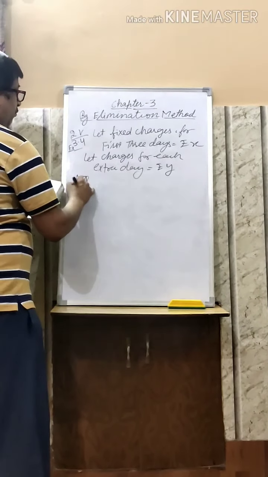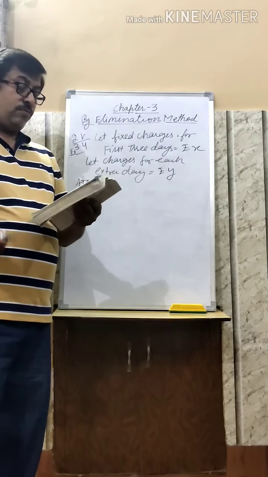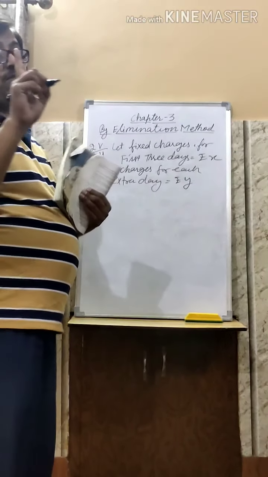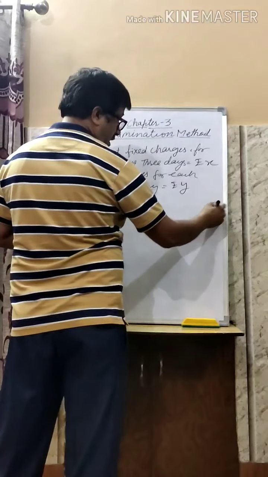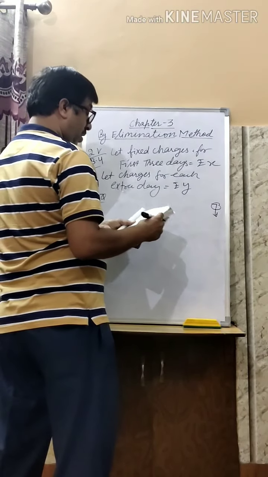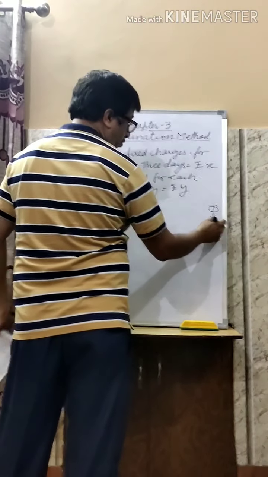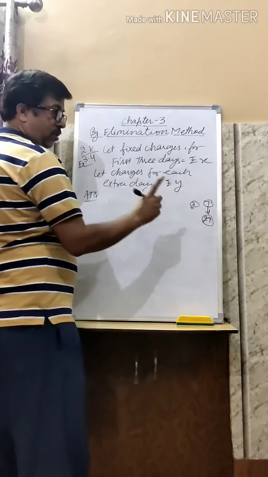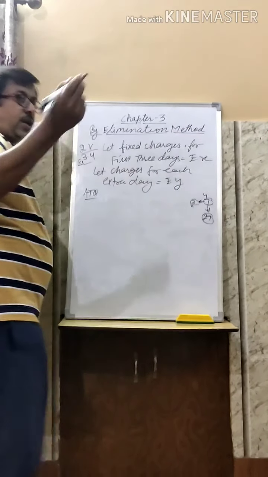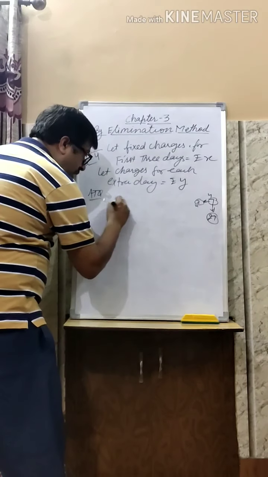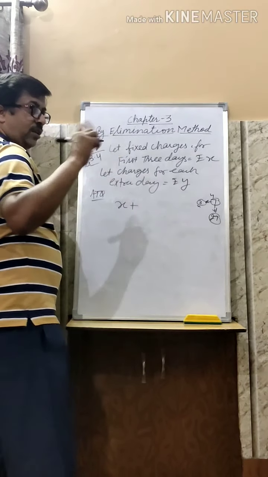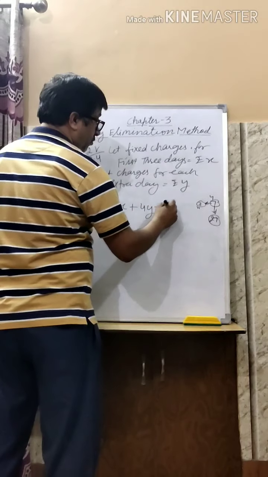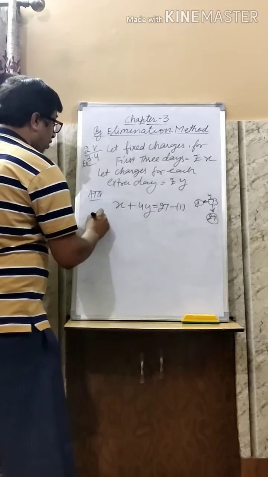So my dear students, what is it saying? According to the question, Sarita has paid ₹27 for 7 days. So for first three days, X rupees fixed. How many days left? 4 days left. Then per day, Y rupees. So for 3 days, X, and for the 4 days left, 4 times Y rupees. So X plus 4Y is equal to 27. This is the first equation.